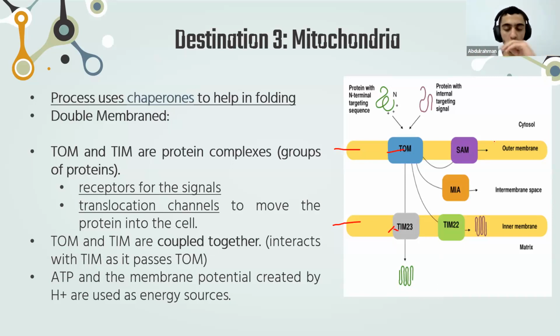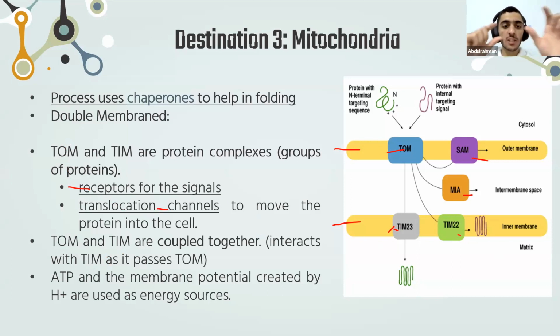And then you got a bunch of other stuff such as SAM, Maya, TIM22, whatever, you don't really need to focus on them. Just know there is a TOM and there's a TIM. TOM is on the outside to recognize this receptor and the signal complex. TIM is on the inside to recognize the same structures and they are pulling it in. Okay, so this TOM complex and this TIM complex, they're made of two things. They have the receptor for the signal and they have the channel that pushes the signal in.